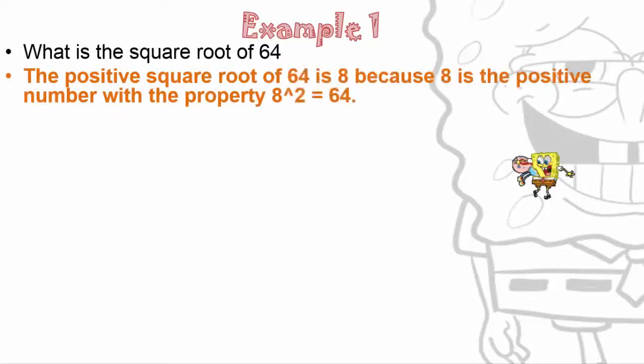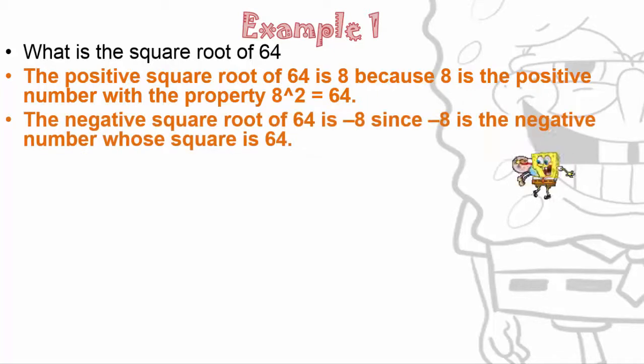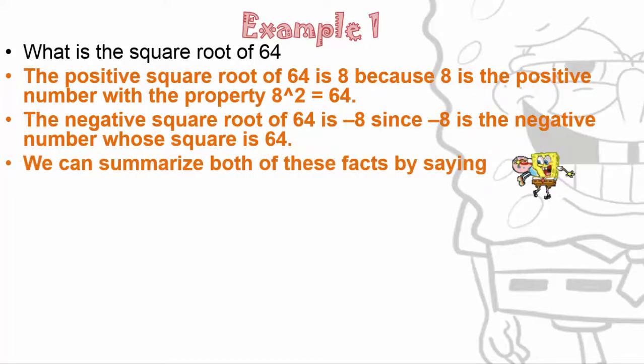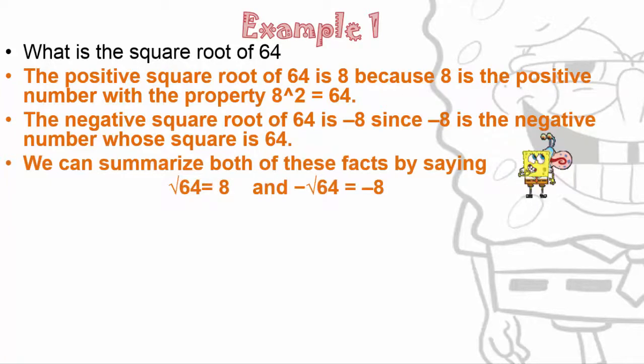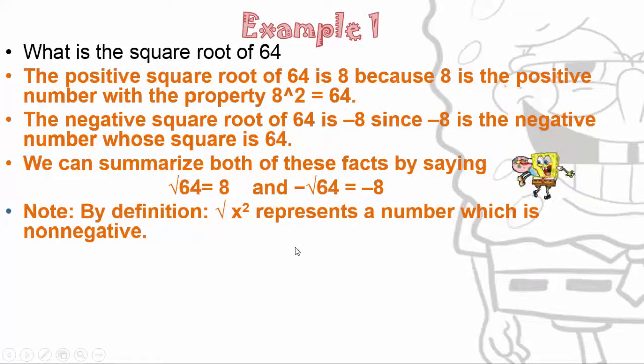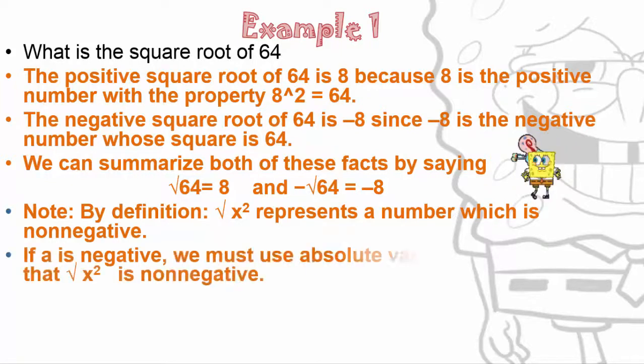Returning to the PowerPoint, we found that the positive square root of 64 is 8 because 8 is the positive number with the property 8 squared is equal to 64. The negative square root of 64 is negative 8, since negative 8 is a negative number whose square is 64. We can summarize both of these facts by saying the square root of 64 is equal to 8, and the negative outside of the radical sign, negative square root of 64, is equal to negative 8.